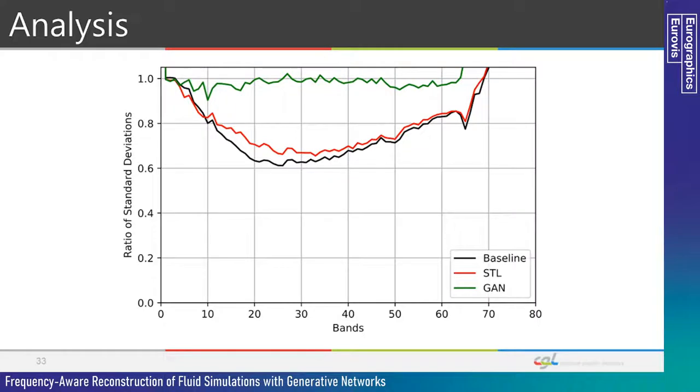Looking at the ratio of standard deviations, we see a similar result. STL outperforms the baseline, meaning that it has a higher ratio of standard deviation and does not focus as much on the mean as the baseline. For the GAN, this value is almost 1 because it approximates the ground truth data distribution the best.